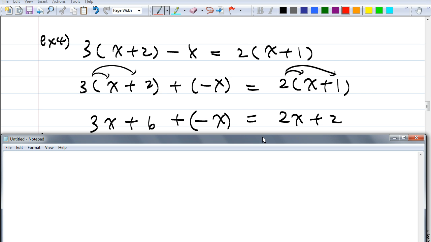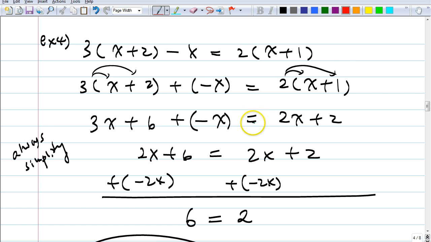Now, before I get going here, I should always simplify if I can. So who could tell me how I could simplify this here? How about Bella? On the left side, I get 3x plus negative x. Right. Exactly. I get 2x plus 6 equals 2x plus 2, right? Exactly right.